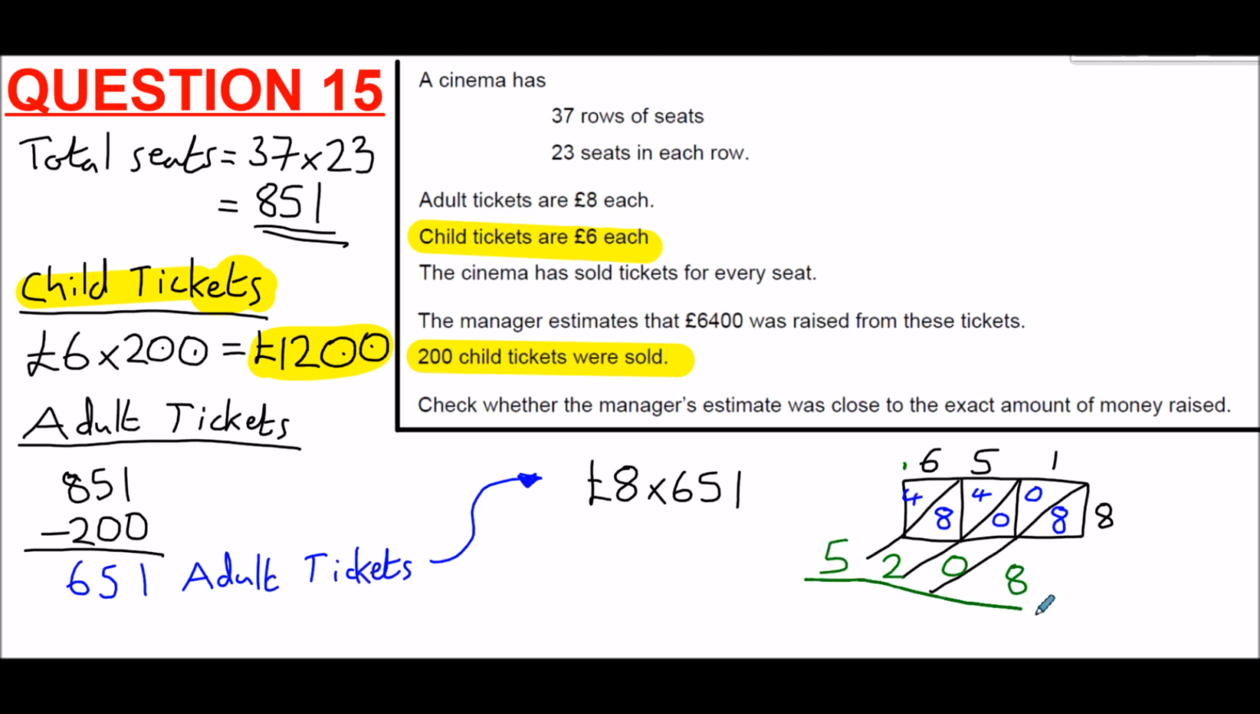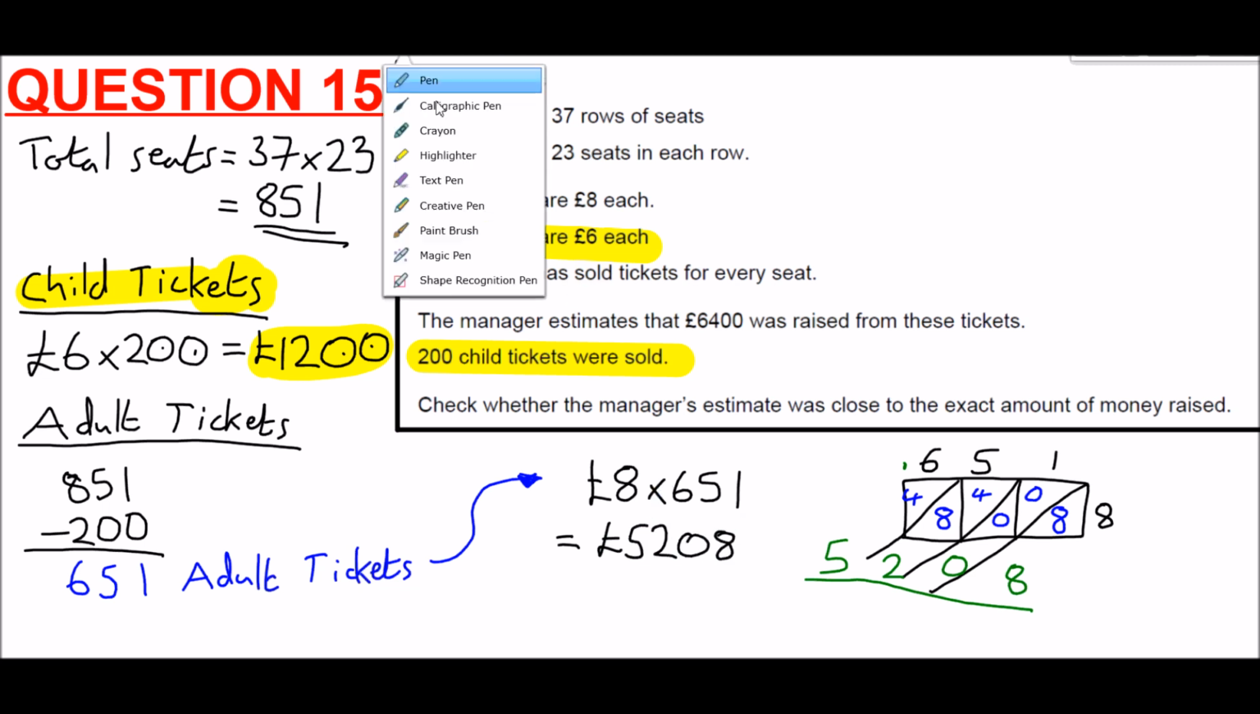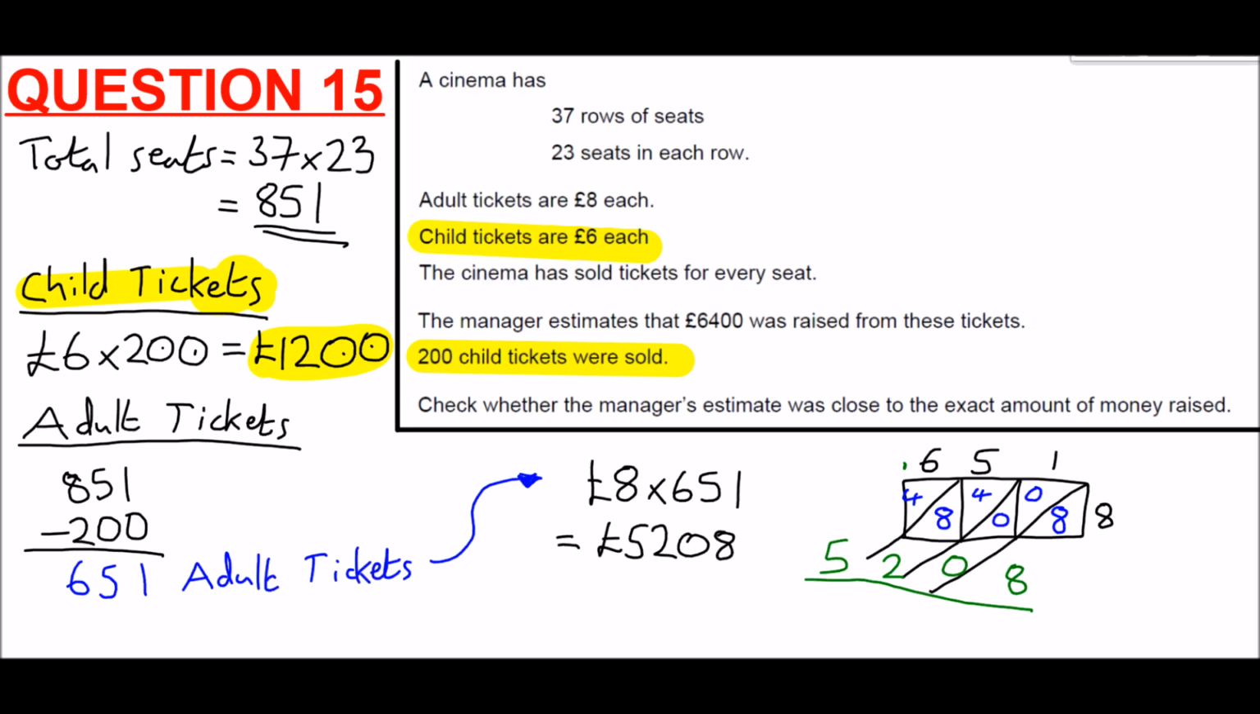So we get 5208. So that tells us the total sold for the adult tickets is £5,208. So what we did there was realise that each adult ticket is £8 and we're selling 651 adult tickets.